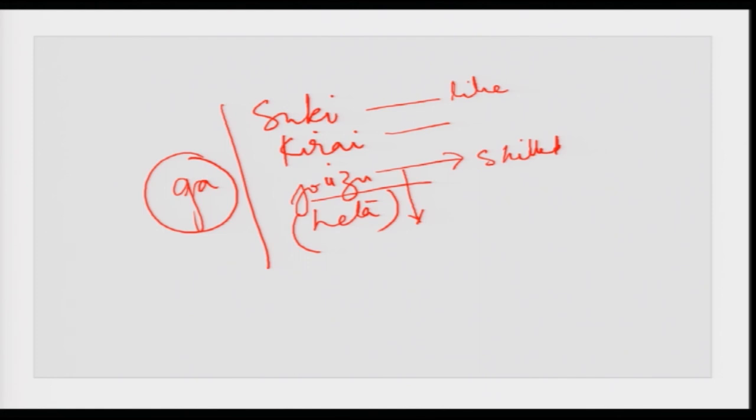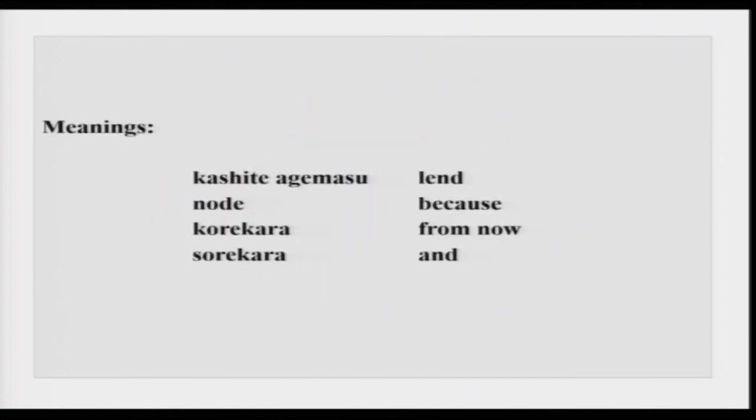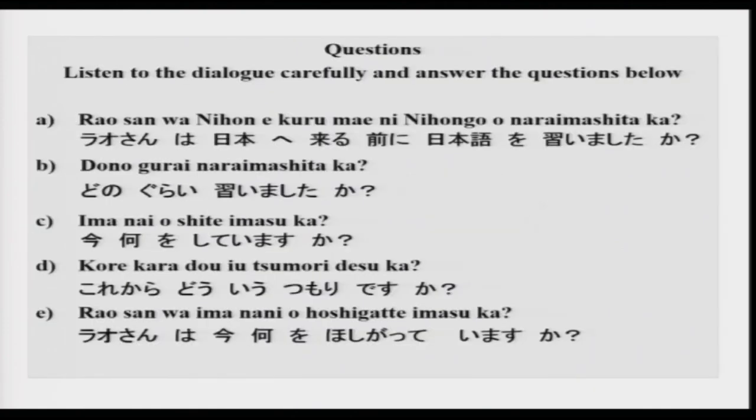You are not good at singing. You are good at singing. You are not good at singing. You do not like or you like. So, all these four will always take particle ga. Please remember that. And you have the meanings from the kaiwa. You can go over the meanings. These are the questions. Go over the questions.